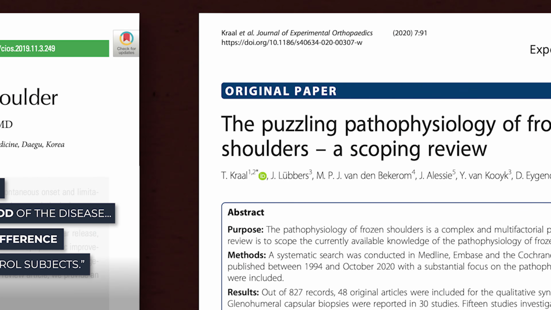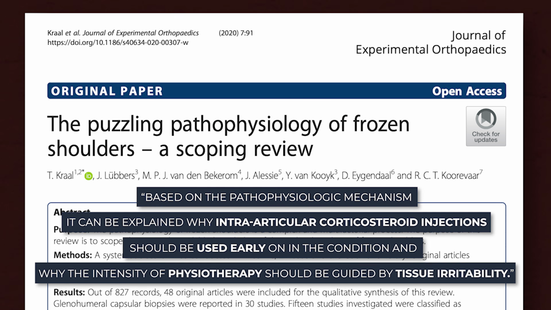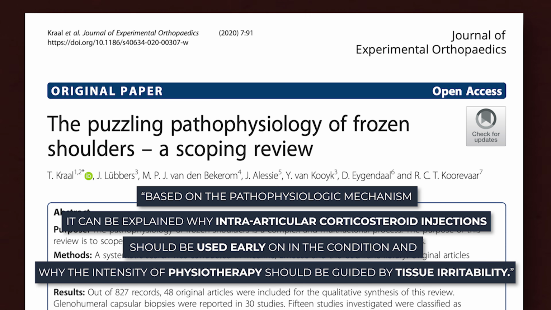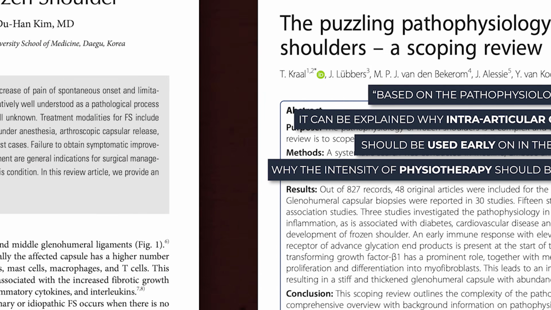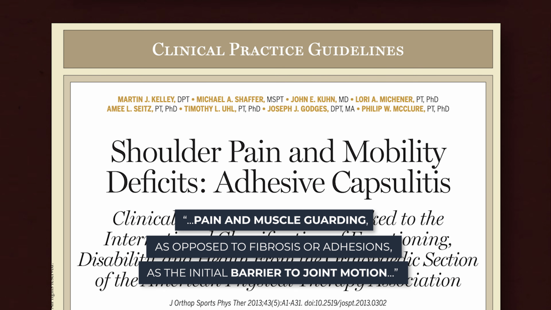Kral and colleagues did a scoping review on the pathophysiology of frozen shoulder, and their results help explain why intra-articular corticosteroid injections should be used early on in the condition and why the intensity of physiotherapy should be guided by tissue irritability. And finally, Kelly et al. found corticosteroid injections led to an immediate significant improvement in shoulder range of motion, implicating pain and muscle guarding as opposed to fibrosis or adhesions as the initial barrier to joint motion.